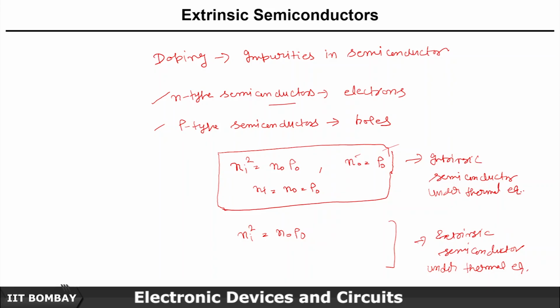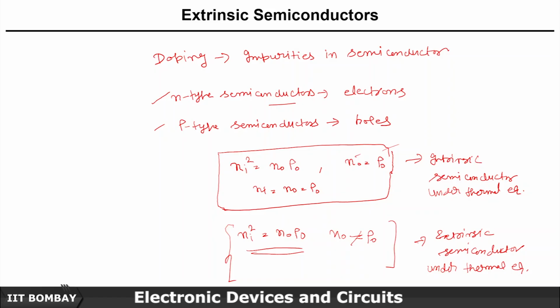But the thing here is that n0 is not equal to p0. Because of these impurities, the number of electrons can be much higher than the number of holes in the n-type case, and the number of holes can be much higher than the number of electrons in case of a p-type semiconductor. Therefore, n0 equal to p0 is not valid, but the mass action relation will be valid, provided thermal equilibrium is maintained.